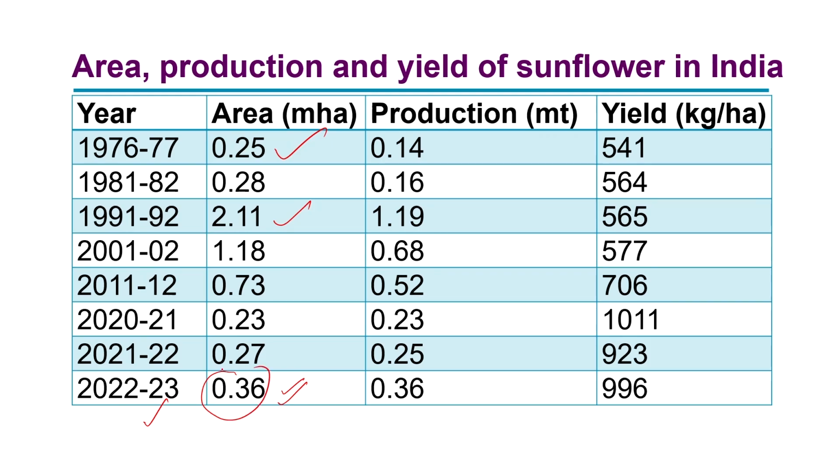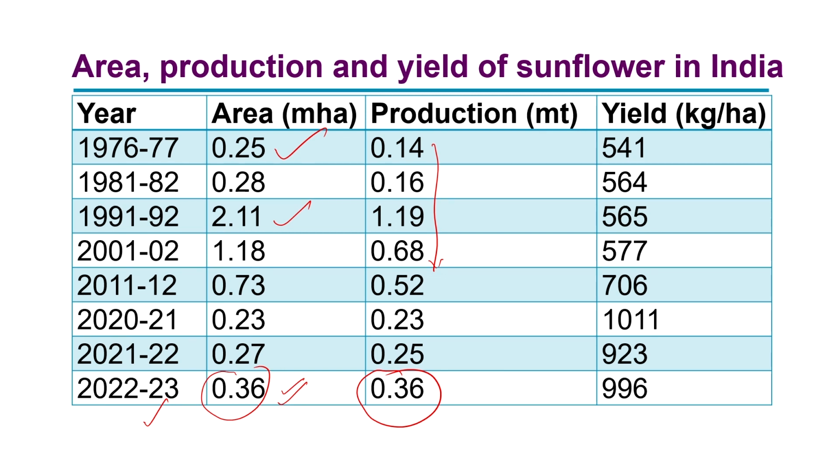And coming to production, production has almost increased from 1976-77 up to, you can say, 2001-02, and then there was a fall in production. And currently production of sunflower in India in the year 2022-23 was 0.36 million tons. So this is the current status of production of sunflower in the country.